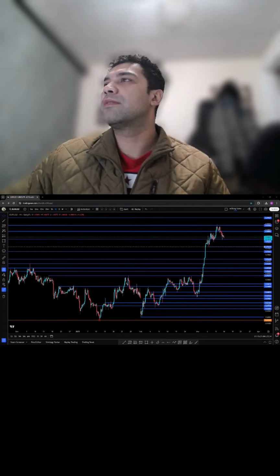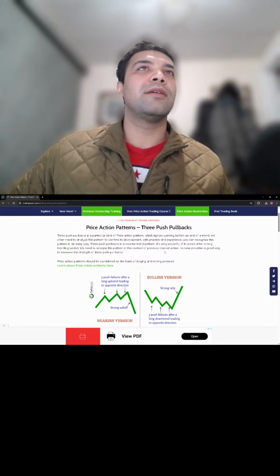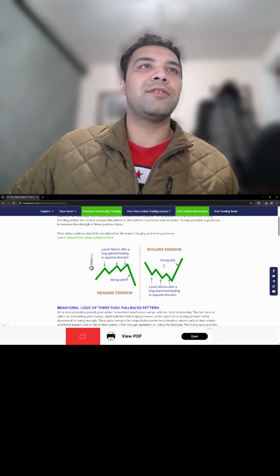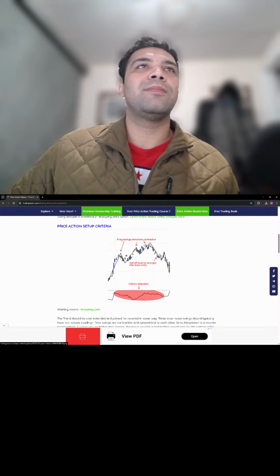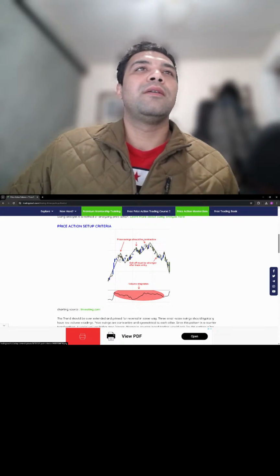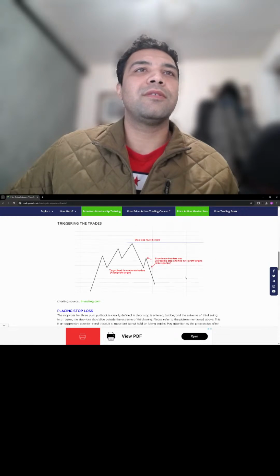Just a sec, guys. So this is what I was talking about, that this is a three push pullback pattern: one push, two push, three push, and then there's a sell off. And similarly it happened on the downside as well. So this is like a price swing contracting here and forming a channel, and then there's a breakout that happens around this point.